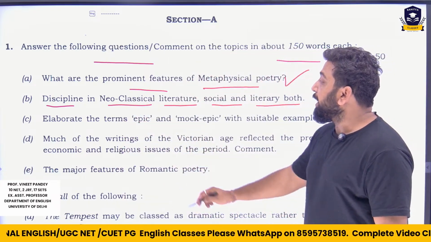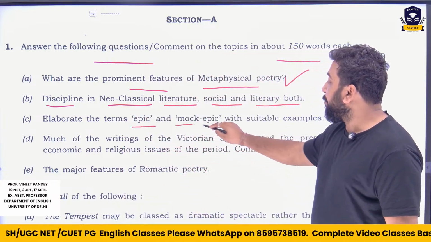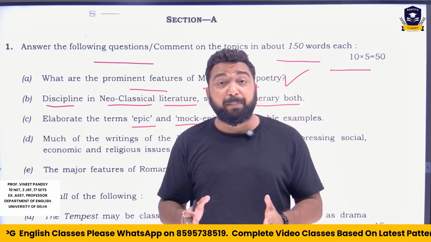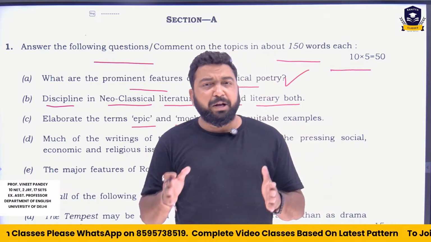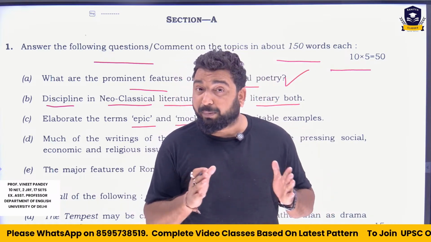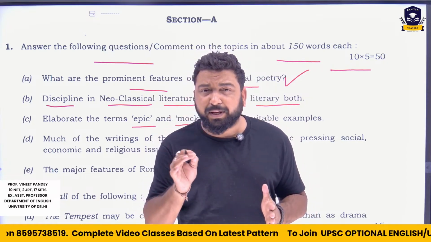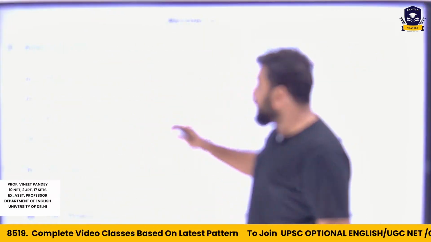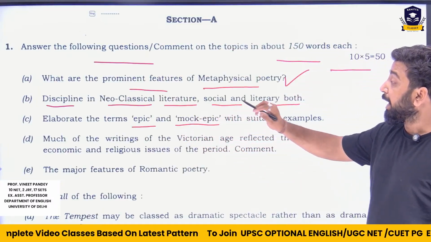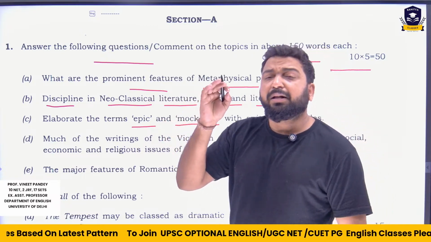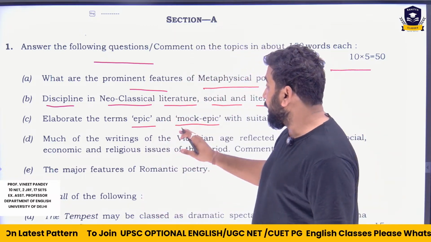Then comes: elaborate the terms epic and mock epic with suitable examples. So they are talking about what is epic, what is mock epic. Rape of the Lock by Alexander Pope is mentioned in the syllabus. So when we talk about mock epic, it is just a copy of epic. Here in this question, we will have to talk about epic, what are the characteristics of epic, then how epic becomes a mock epic.